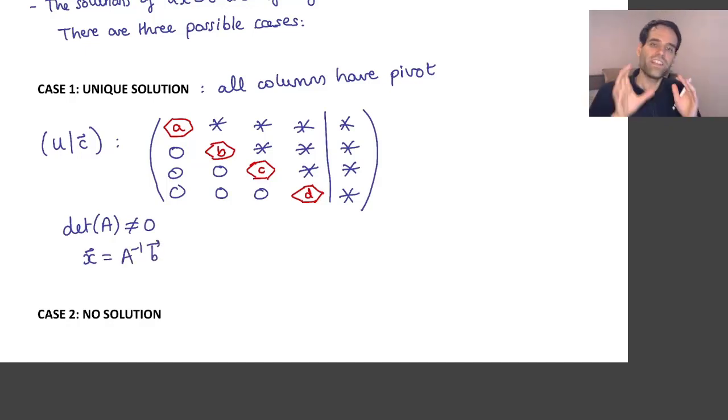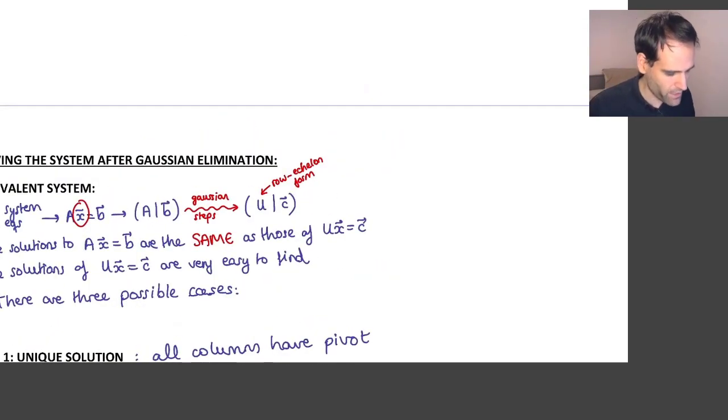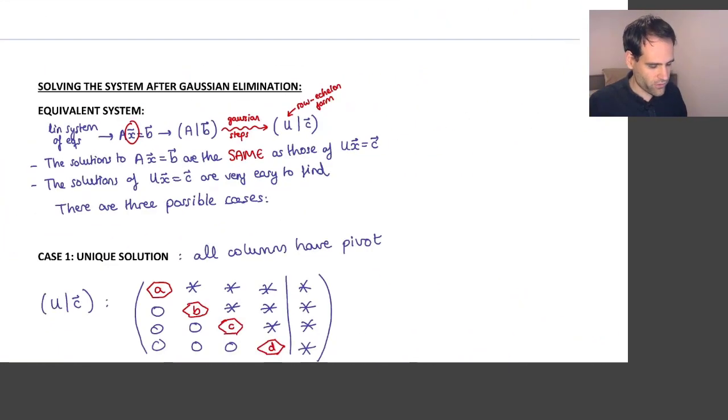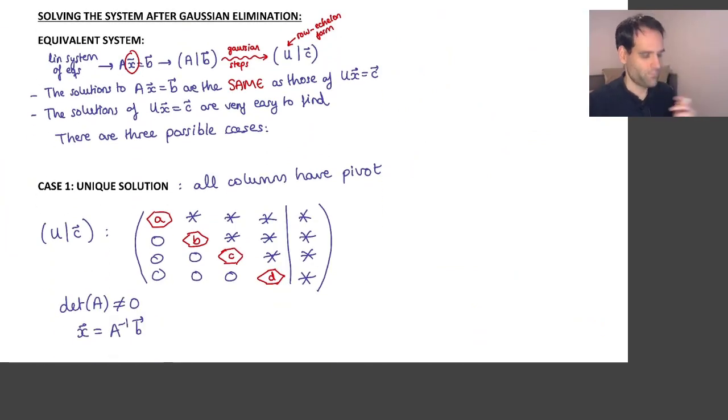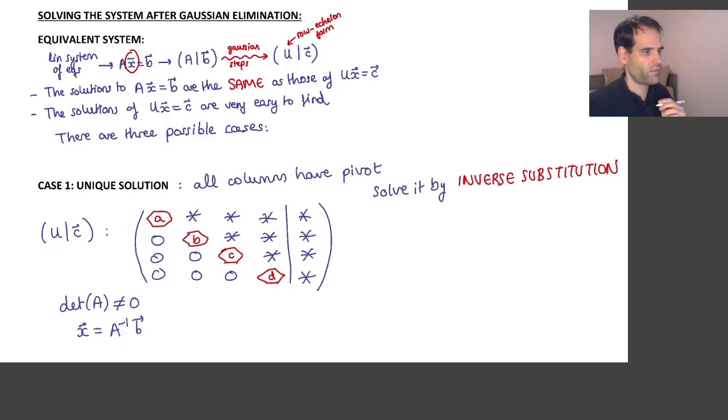But we don't need to calculate the inverse. Thanks to this fact that the system UC is equivalent to the system Ab, we can find the solutions directly. So how do we do it? We solve it by back substitution. So how does back substitution work? We need to start from the last row.